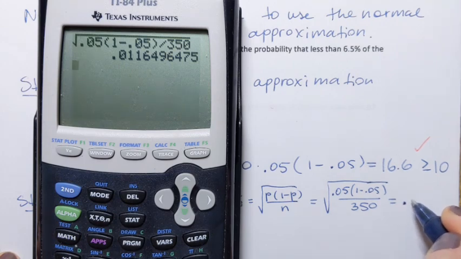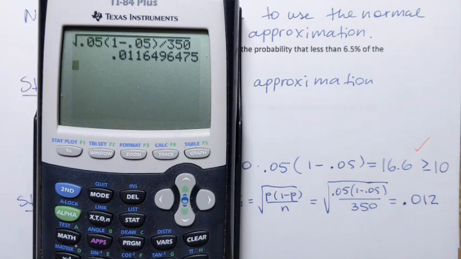And I got 0.012. Let's round to 3 decimal places. 0.012.